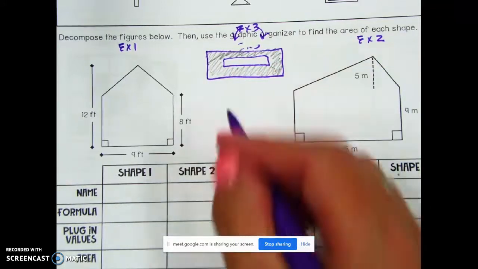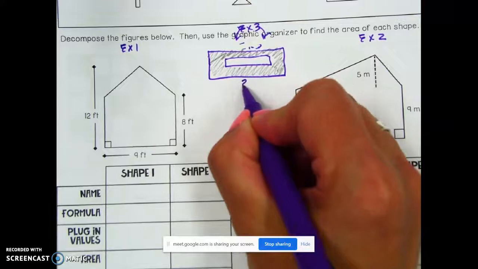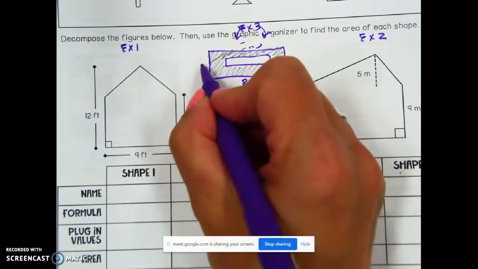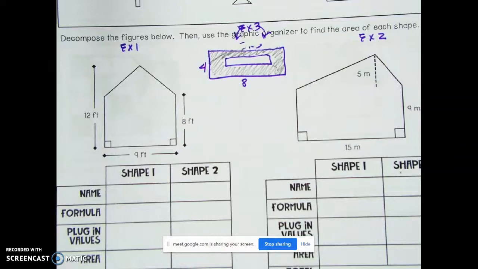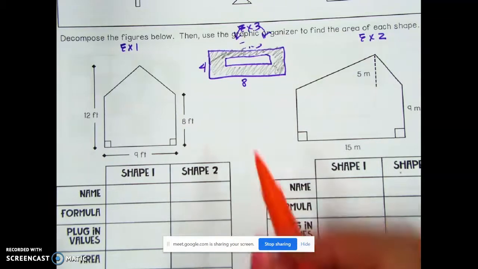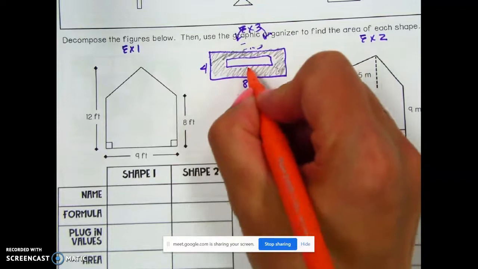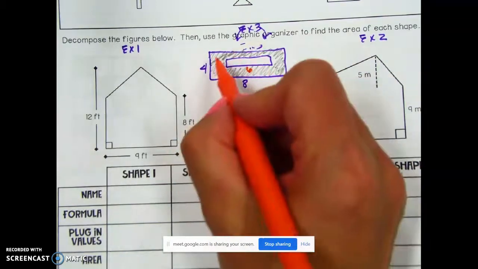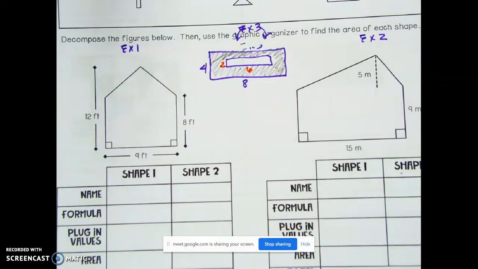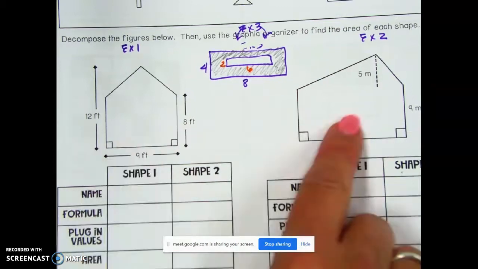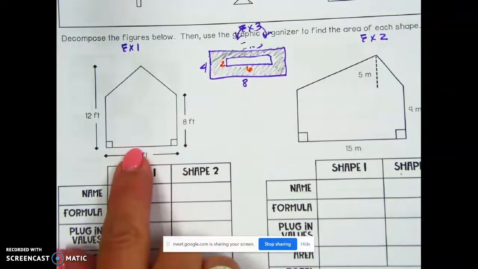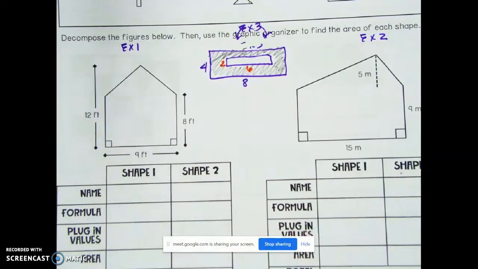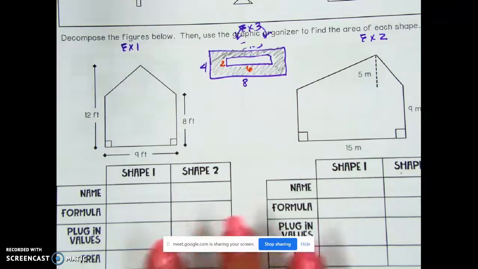Okay? Now, the base of this figure is 8 and the height is 4. The base of this figure is 6 and the height is 2. So now I have 3 different examples. Now I'm going to find the area of these composite figures. Composite figures just means it's composed of 2 different shapes. So now I'm going to take a look at example 1.